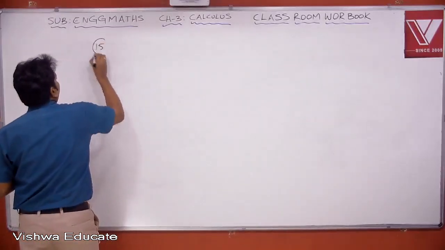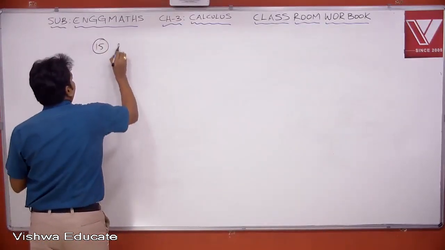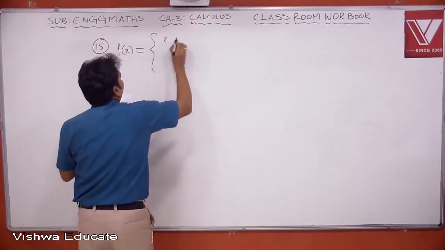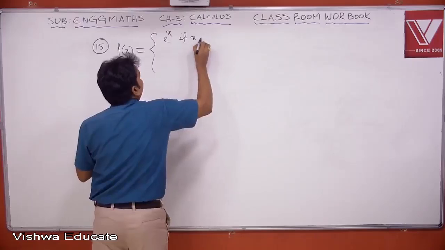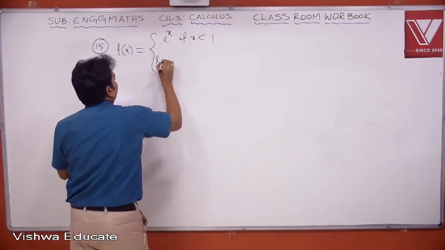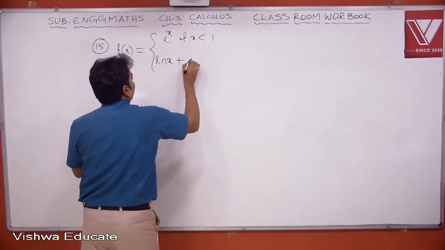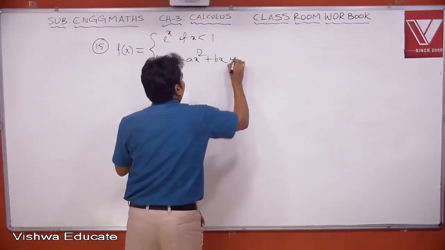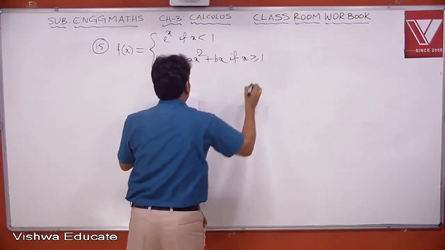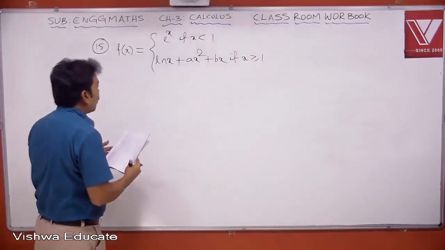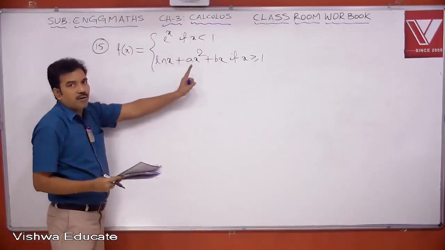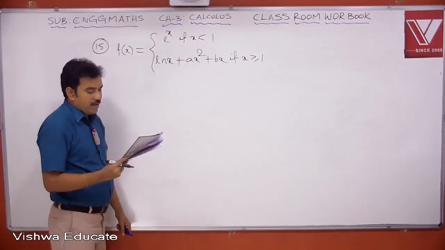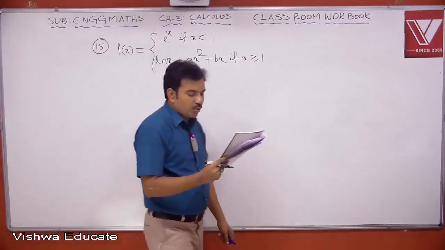Question number 15. A function f of x is defined as f of x equal to e power x if x is less than 1, and ln x plus ax square plus bx if x is greater than or equal to 1. So here the function is defined in two different forms. Below one, one function; above one, another function. Then which one of the following is true?